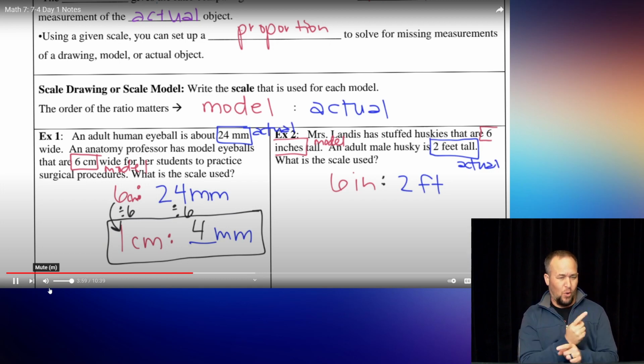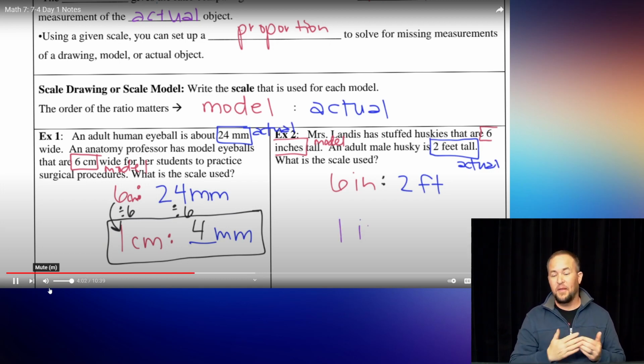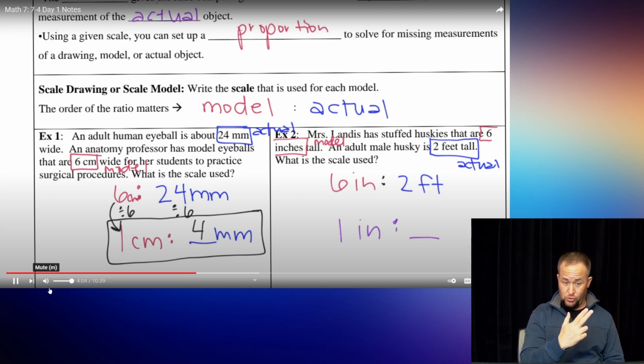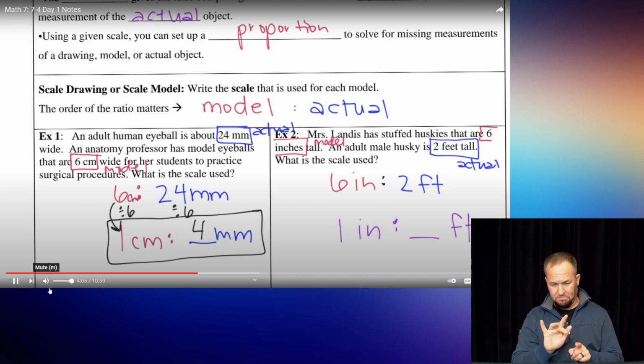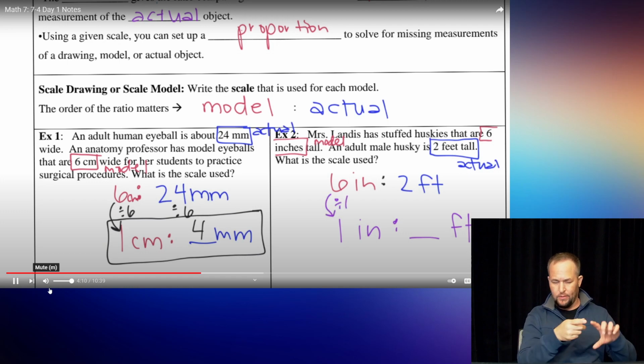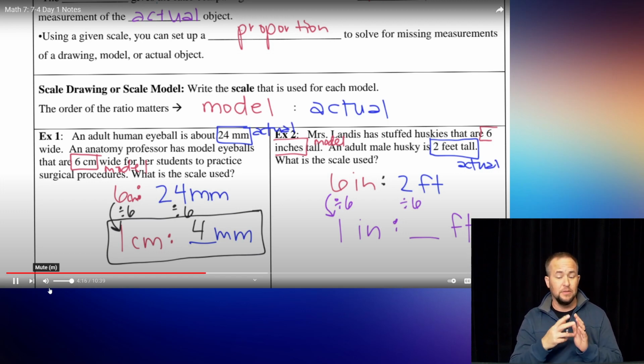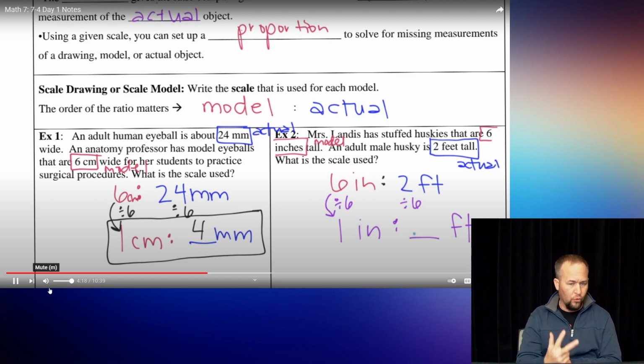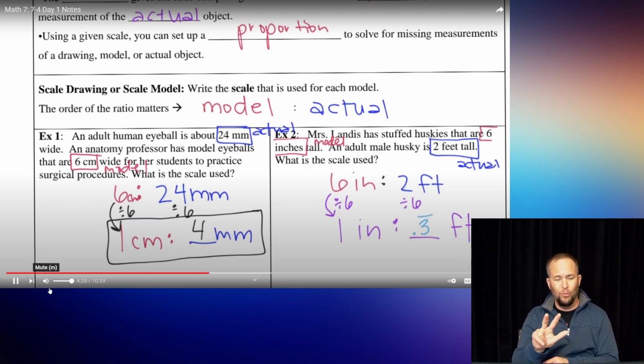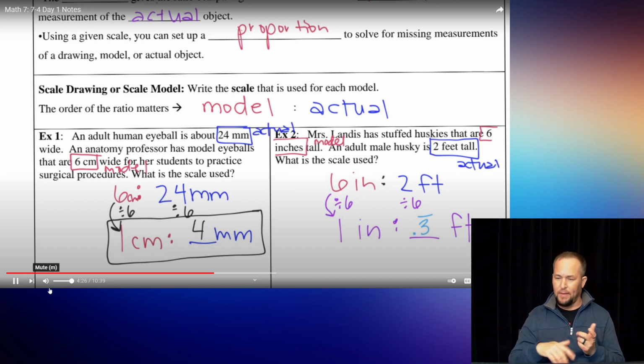So then, therefore, we got 1 inch is to blank feet. And in order to find that number, again, we're going to take this number. I knew that I divided by that number 6 in order to get 1. So when I take 2 divided by 6, I end up with this final answer of 1/3 or 0.3 repeating. So we're going to go ahead and just write like that. So 1 inch is represented by 0.3 repeating feet.